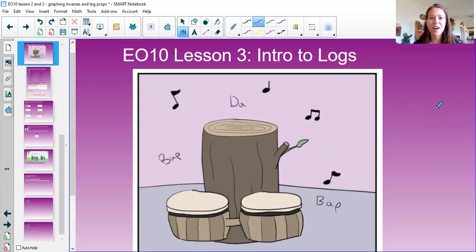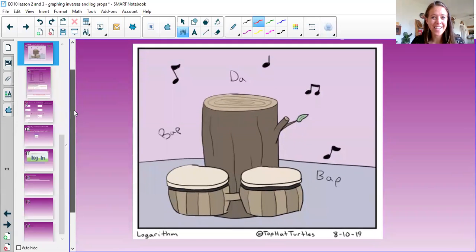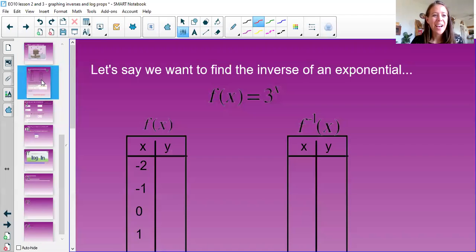Today we are focusing all about logarithms and what those mean. And no, it is not just a log that has rhythm, but I think that's funnier than what they actually are. So there's your log that has some rhythm. Okay, so what actually are logarithms?